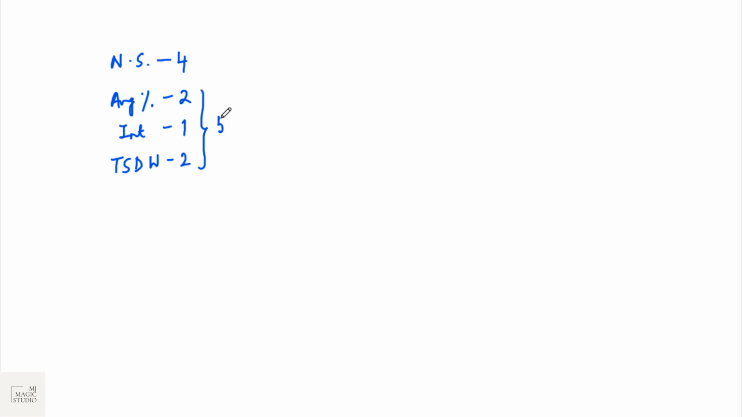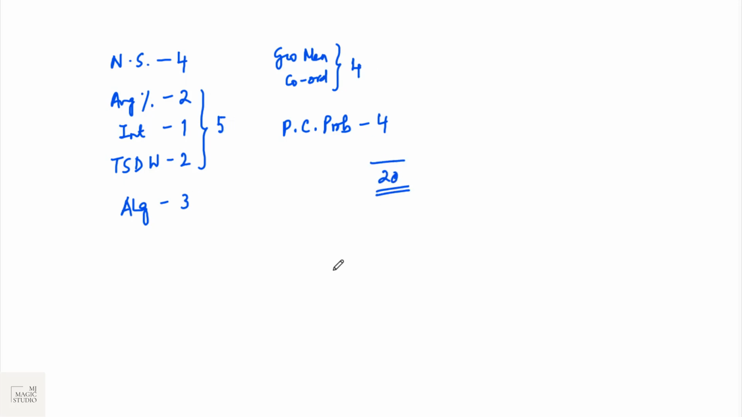So 5 from arithmetic. As far as algebra is concerned, surds, indices, log, identities, quadratic equations, 3 questions. Geometry, mensuration, coordinate geometry, together you should prepare at least 4, and the remaining from modern mathematics, P&C, probability, 4 questions. So 8, 12, 15 and 5, 20 questions. So please focus on these particular topics and prepare accordingly.